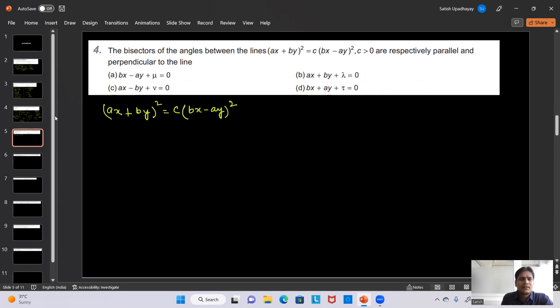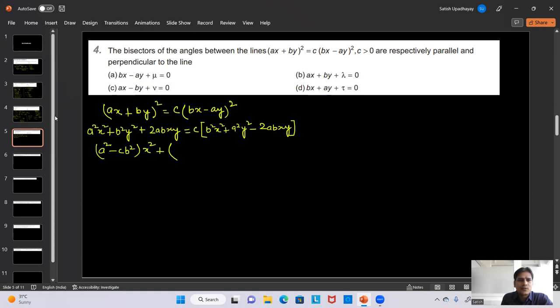Now we can open the square and expand it. So it will be a square x square plus b square y square plus 2abxy, and that will be equal to c times b square x square plus a square y square minus 2abxy. Is it okay? Our target should be to represent it in the standard form, so let's make it similar to our standard form. This will be a square minus c b square, the coefficient of x square.